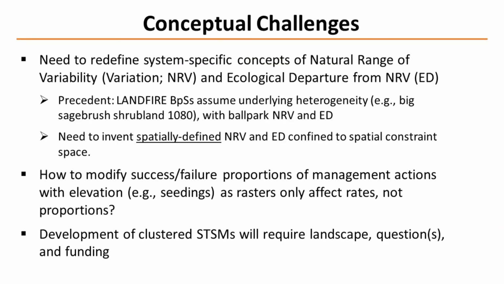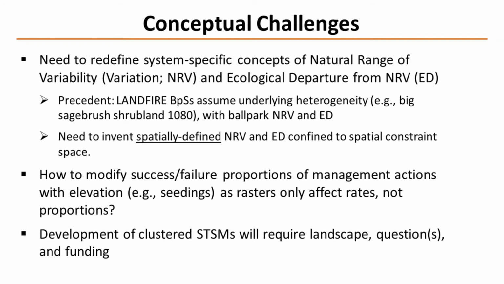There are conceptual challenges here, and this is the important part. You can kick me in the butt if you want me to stop. But in order to do this, we have to rethink the natural range of variability and ecological departure. We actually have to make them spatially explicit. Imagine you have a gradient of big sagebrush. The natural range of variability and the ecological departure you may measure means nothing.